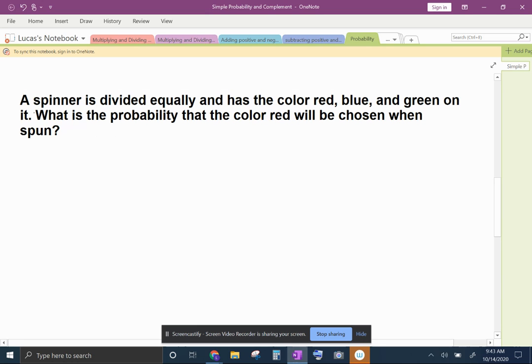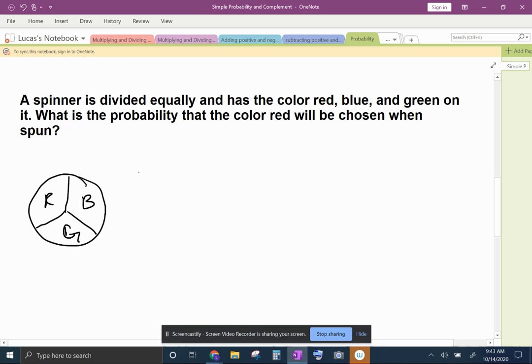So this says a spinner is divided equally. So let me draw a spinner. And it's got red, blue, and green. So let me split this into 3 equal parts. We got red, we have blue, and we have green. Okay. What is the probability that the color red will be chosen when spun?